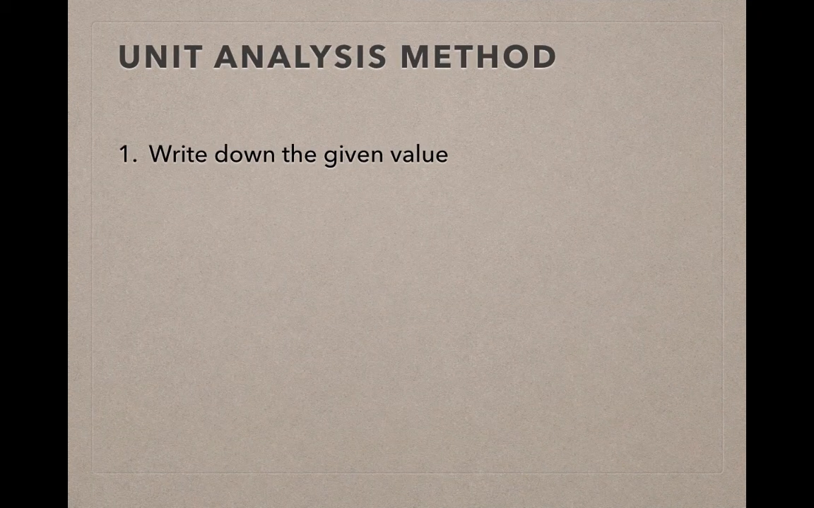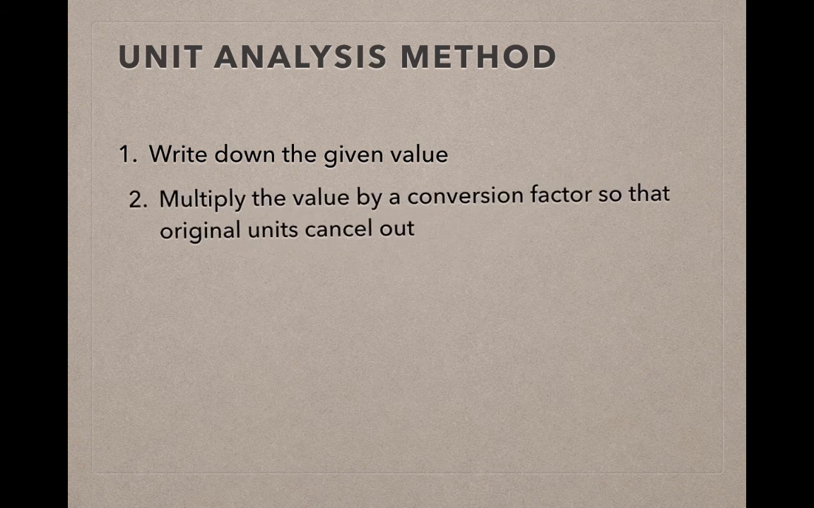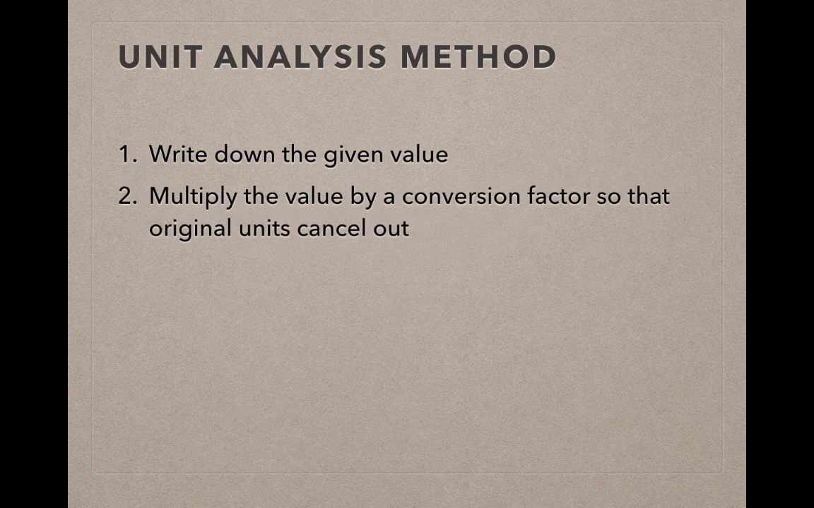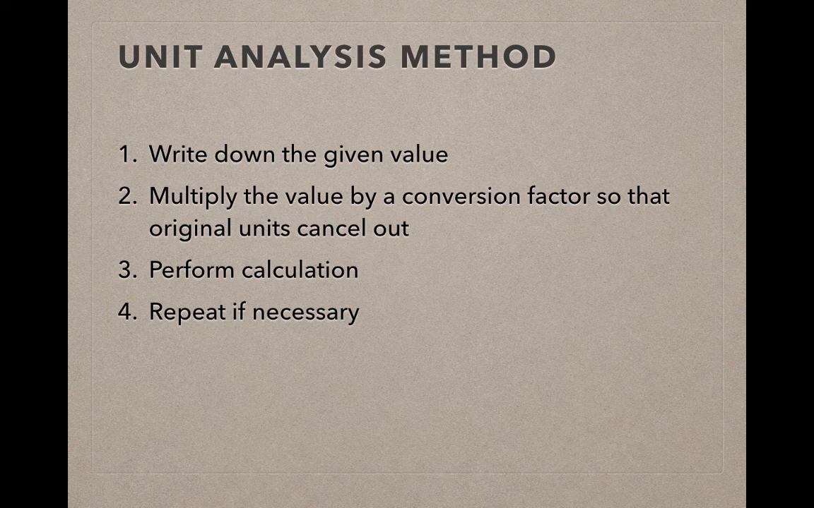So when we're doing unit analysis, just a general method that you want to use, you want to write down the given value, or any values that you're given. Find a conversion factor so that an original unit that you know is not going to show up gets canceled out properly. And then you can perform that calculation by doing the multiplication, canceling out any of the units that should be canceled out. And then you may need to actually repeat that to get to the final units that you want.